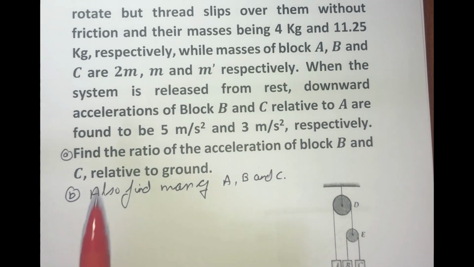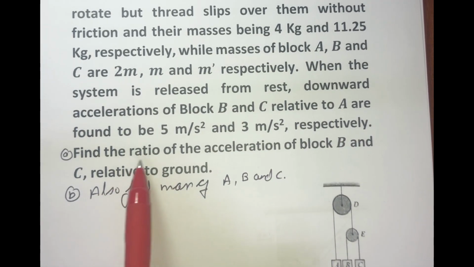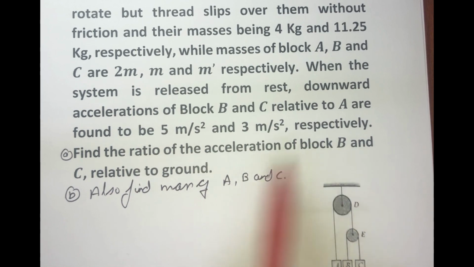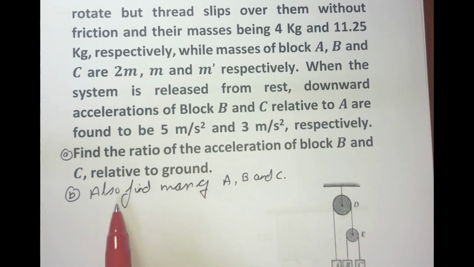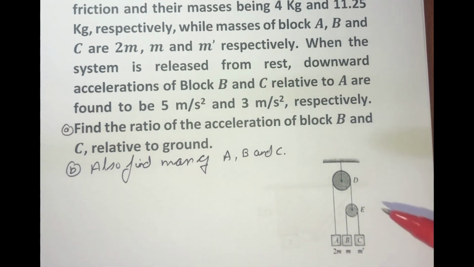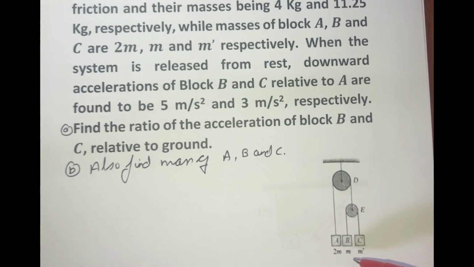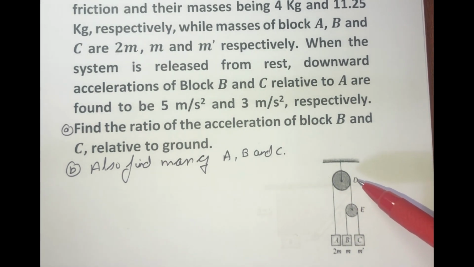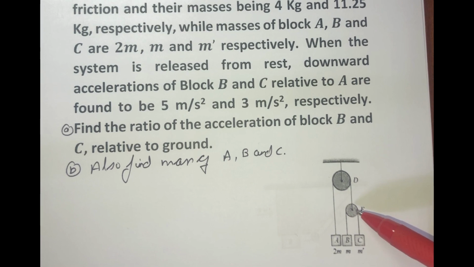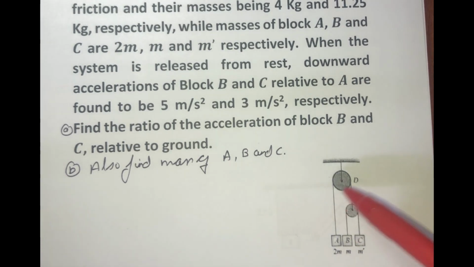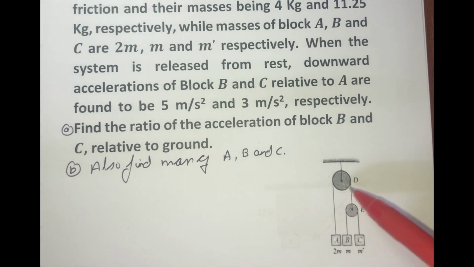So we have to find out two things. First is find the ratio of accelerations of block B and C relative to ground, and also find the mass of A, B and C. So we have these D and E are the two pulleys, and there are masses A, B and C which are interconnected with one another with the help of this pulley D and E.